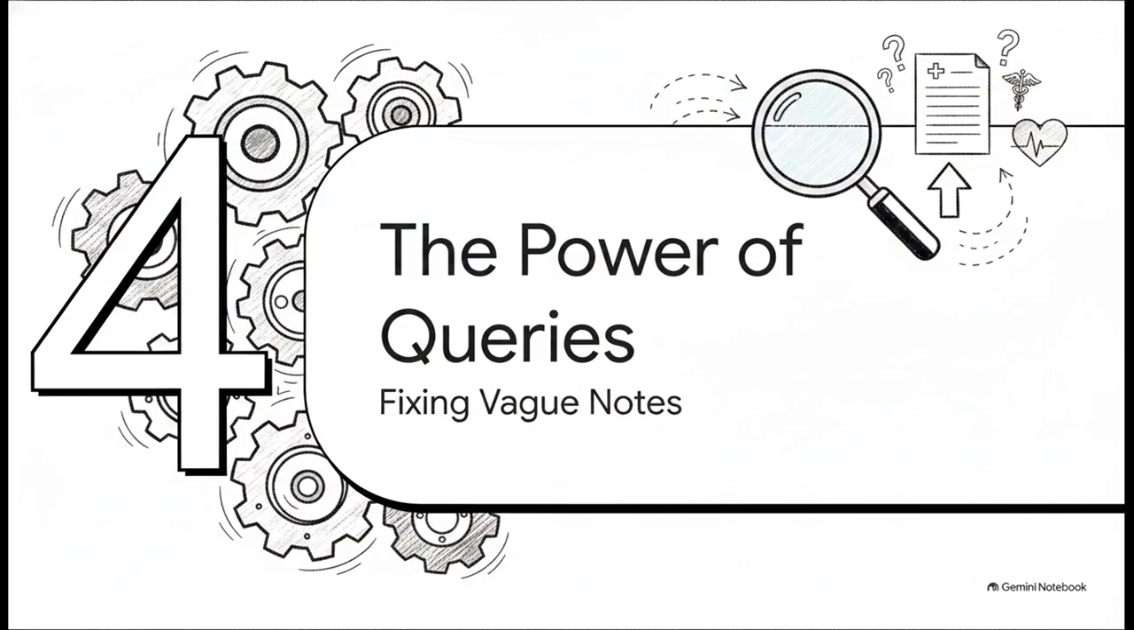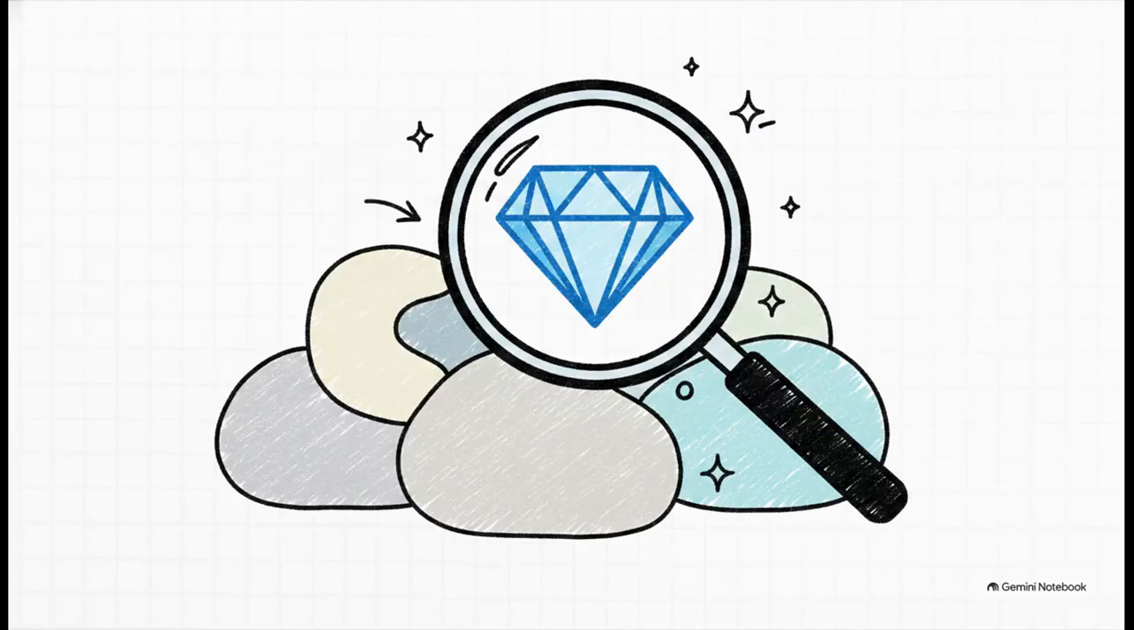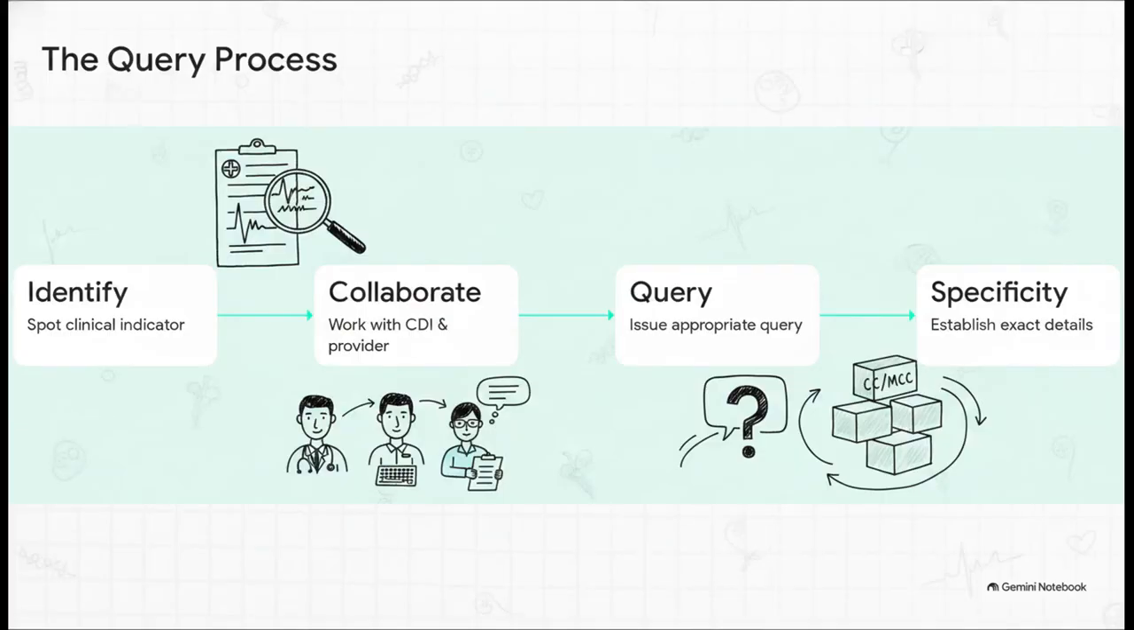We know the rules, we know the principles. So how do we actually fix the problem of vague notes? As our source material points out, with the emergence of Medicare Severity Diagnosis-related groups, or MS-DRGs, the devil is truly in the details. Feathering out diagnoses to their absolute highest level of specificity is no longer just optional, it is mandatory for true coding accuracy. You simply can't guess.